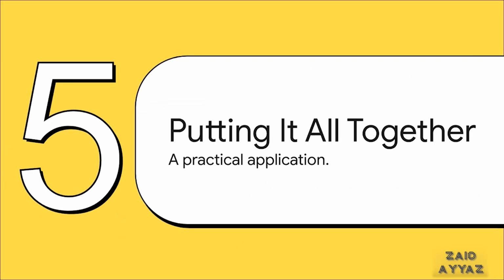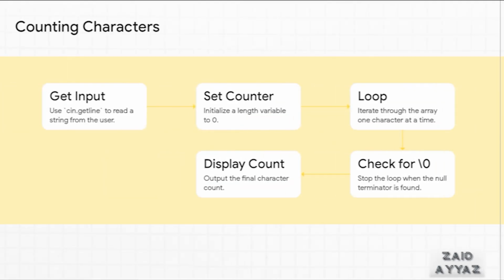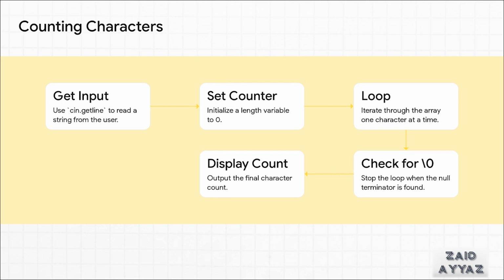Okay, this is great. We've solved our input problem. Now let's actually put this new knowledge to work. We're going to build a really simple but really useful program, one that counts all the characters in whatever sentence the user gives us. So, what's our game plan? It's pretty straightforward. First, we use our new buddy cin.getline to get the sentence. Then we'll set up a counter, started at 0.